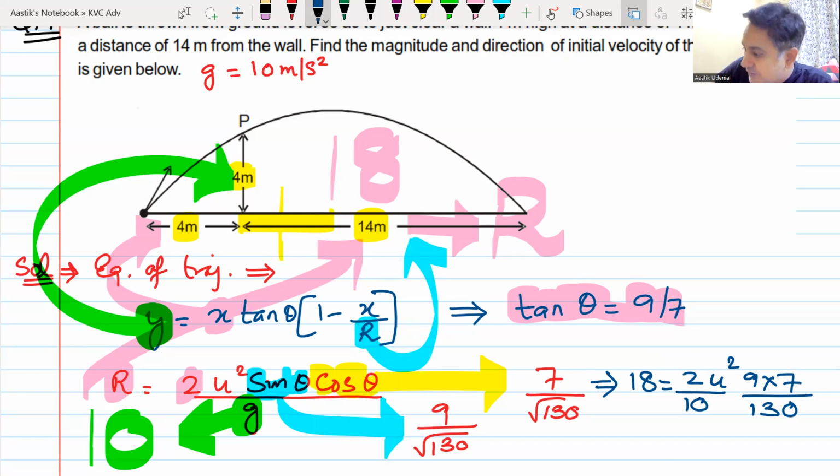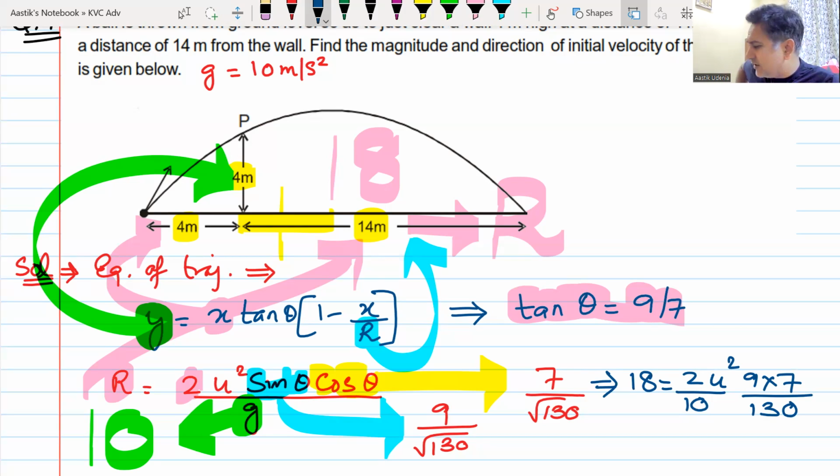Yes, sir. From here, you can find out the value of u square. You take the positive root, and you will end up with the value of u. Yes or no? So I leave it up to you to solve this. Can you do it? 10 root 13 by 7. Whatever you are getting.